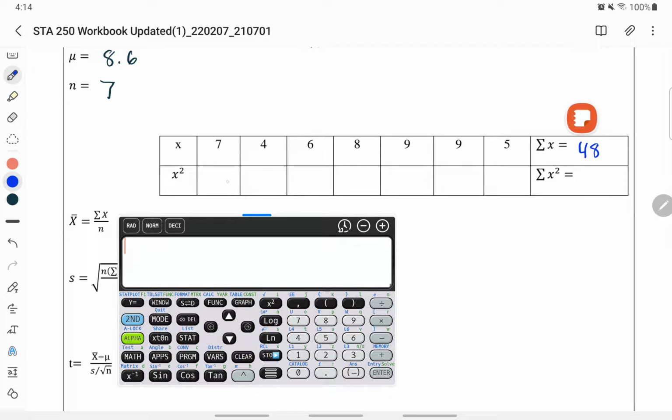Now, I want to complete the table. I want to find the sum of x squared, which means I must square these values first and then add them together. 7 squared is 49. 4 squared is 16. 6 squared is 36. 8 squared is 64. 9 squared is 81. 5 squared is 25. Let's add those squares together.